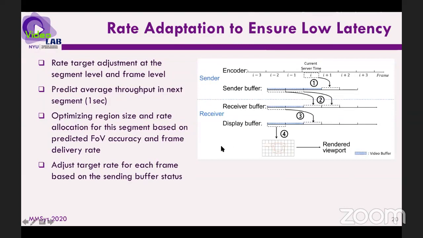In the system, we perform rate adaptation to ensure very low latency. As shown here, we adjust the rate both at the segment level and the frame level. We predict average throughput in the next segment, and then we optimize the region size and the rate allocation for this segment based on the predicted FOV accuracy and frame delivery rate. We further adjust target rate for each frame based on the sending buffer status.